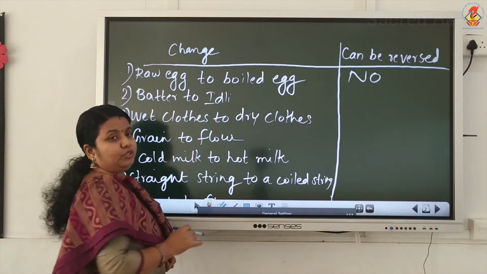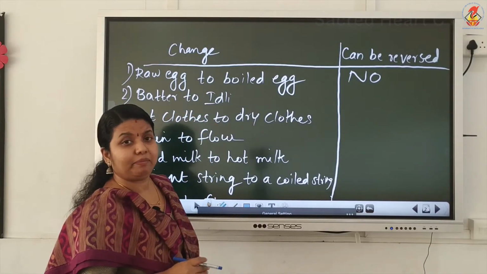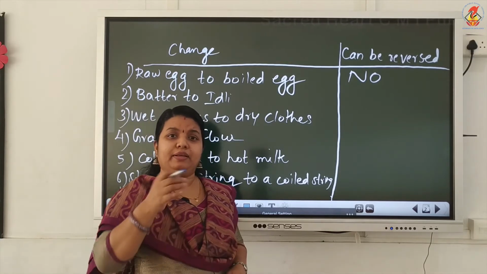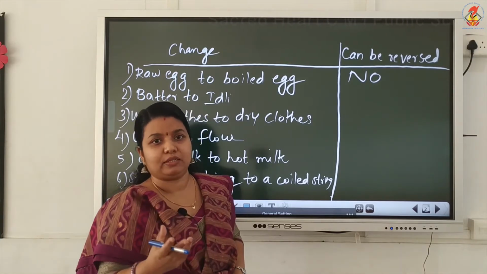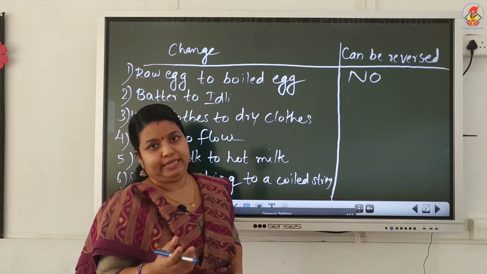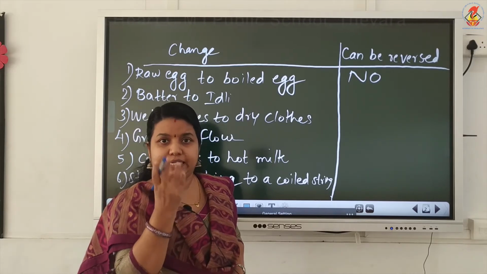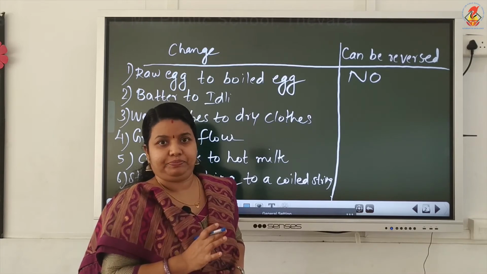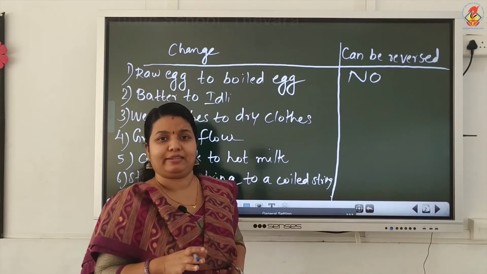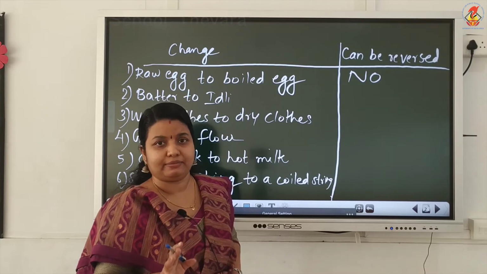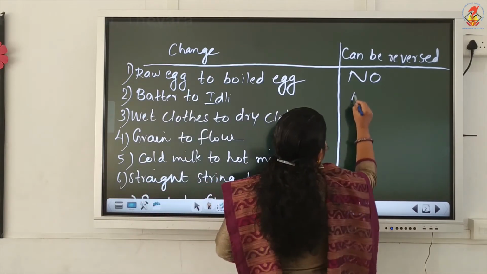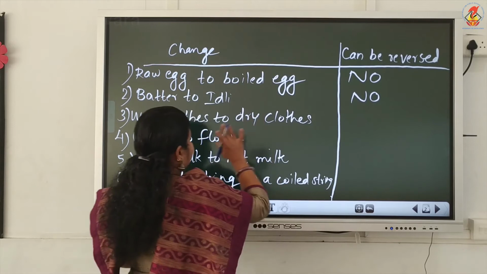Now, batter to idli. We make batter of idli and then we steam it to make cooked idli. My question is, can we go back from the cooked idli to batter again? No, idli cannot be converted to batter. So this is not reversible, it is an irreversible change.